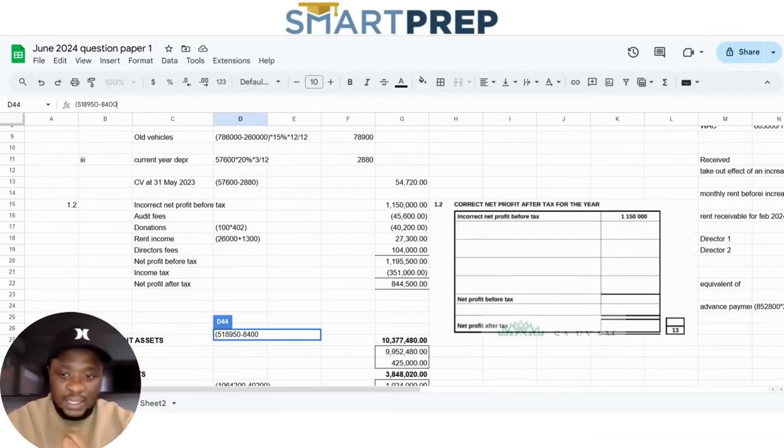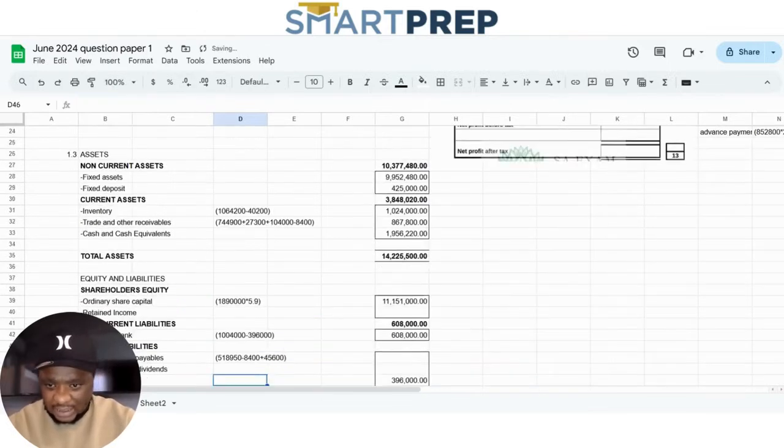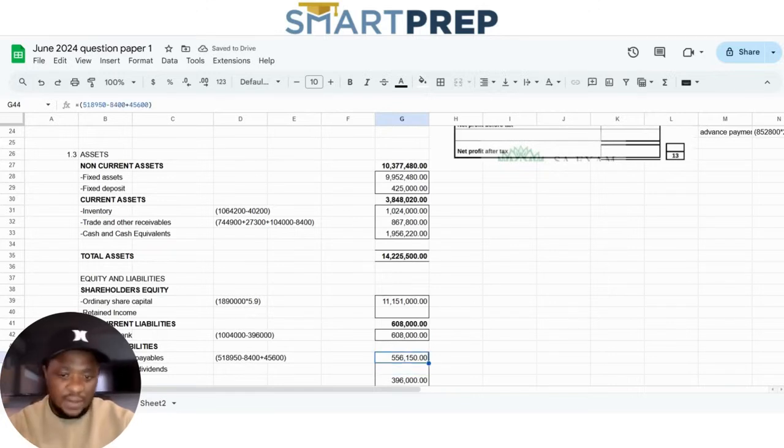But for the audit fees, remember that the audit fees were still owing at the end of the financial year. And so those audit fees will constitute an accrued expense. And those audit fees were for 45,600. So we add that into our trade and other payables. And then I think that is it, because we've looked at pretty much all the information. There wasn't anything else. All right, so that's 556,150.